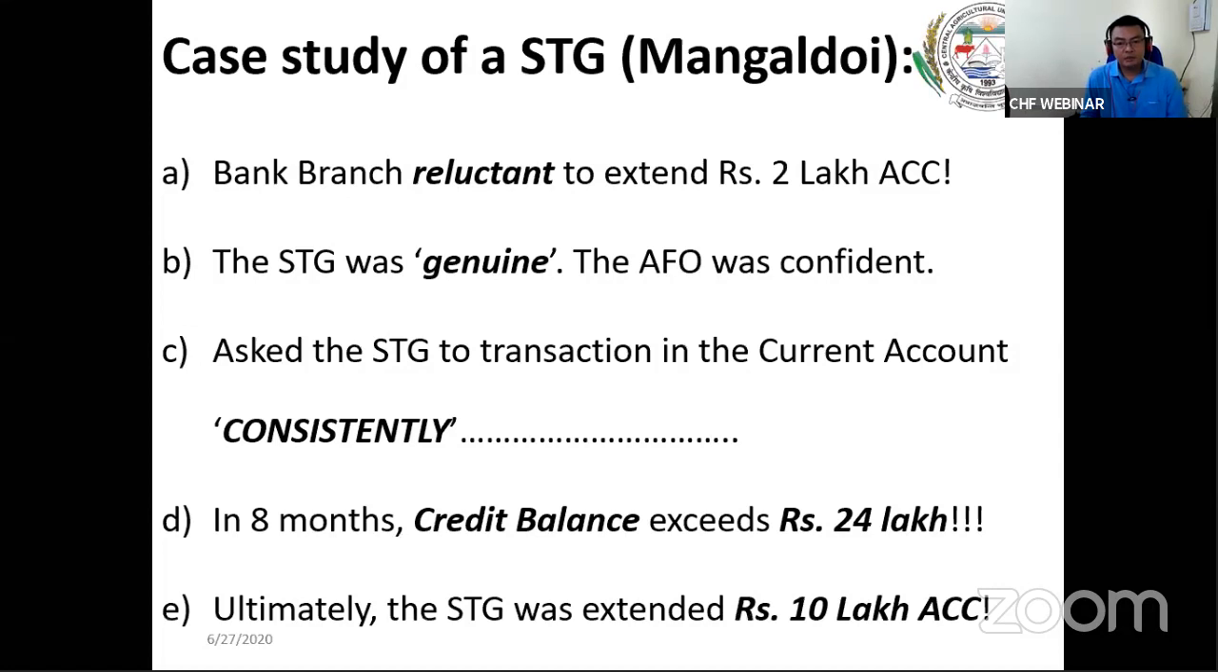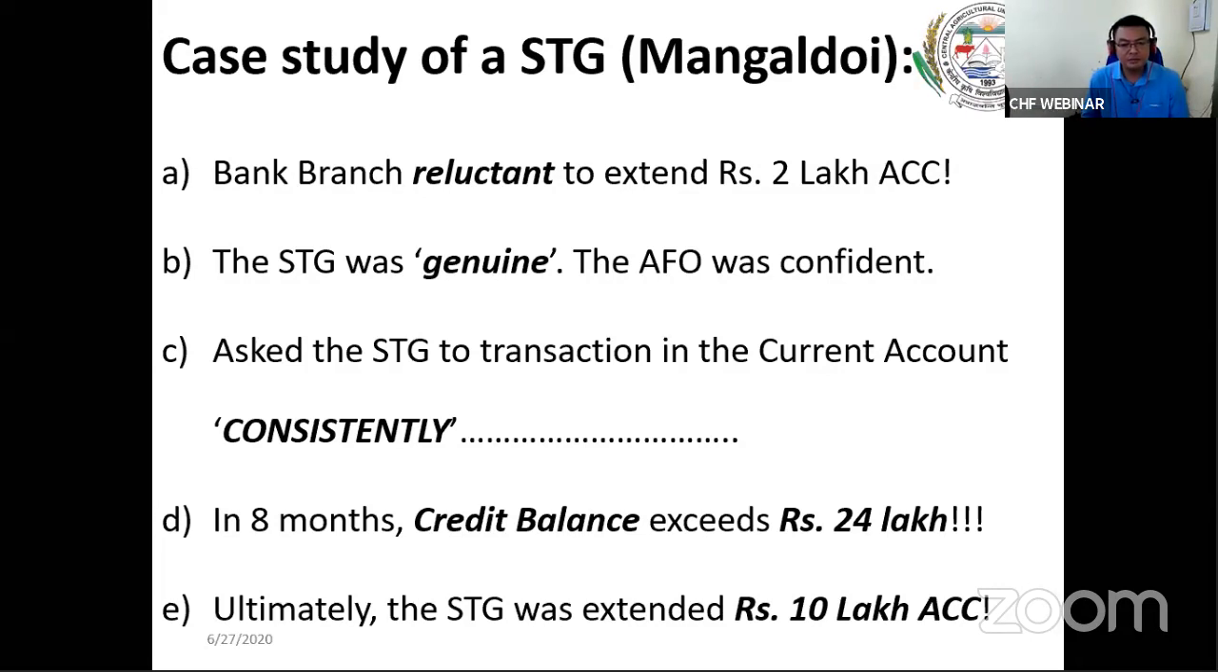There's a case study about one small tea grower in Mangalore, whose transactions in the bank accounts invited a sanction of loan more than what he required and asked for. That particular STG, who is known to me and has been in close liaison with me till date, approached the branch manager and asked for a 2 lakh loan, and he was declined. But the agriculture field officer was very confident that he was genuine. We advised him to open a current account and to transact consistently.